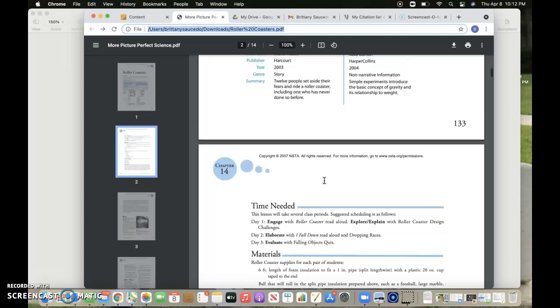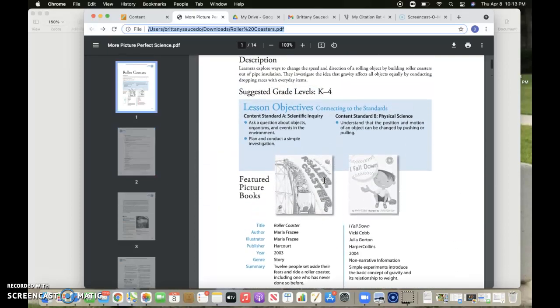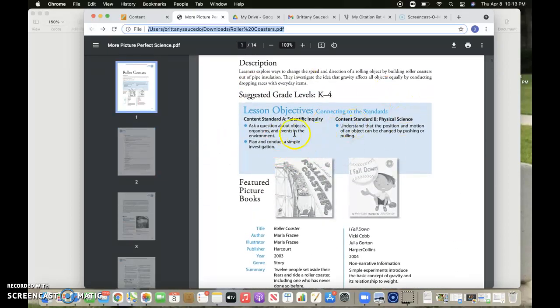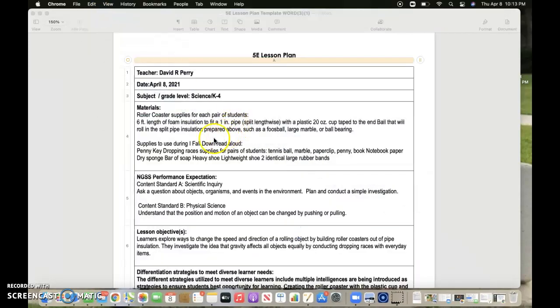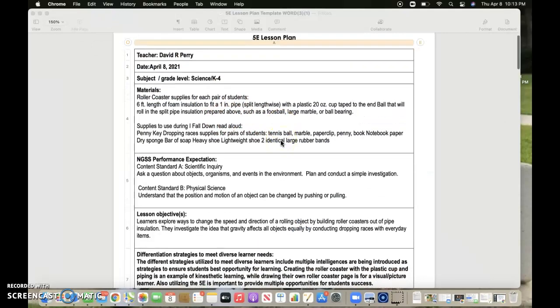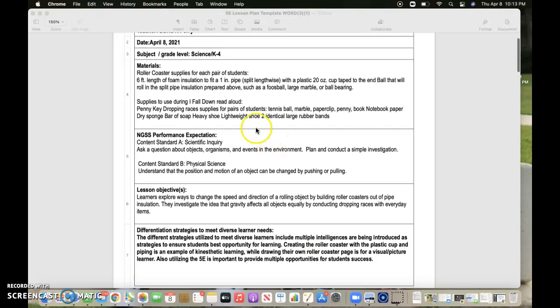The only thing that I think wasn't that great about it was the lesson objectives. It provides how it's connecting to the standards, but it doesn't have the standard actually posted, which on my lesson plan, I plugged in all the areas of the lesson plan into this one. And one of the things I did notice was, right here, the NGSS performance expectations is where we would put our content standard.